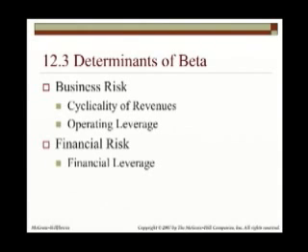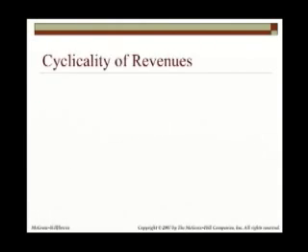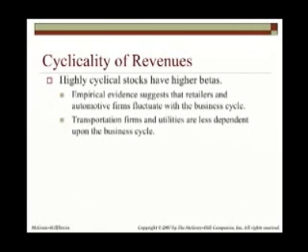Financial risk, of course, is just caused by the fact that interest payments are a fixed cost of doing business. So, cyclicality of revenues: highly cyclical stocks will have higher betas. They will tend to have more variability with respect to the market. Examples of highly cyclical stocks would be retailers. We all know that when the economy turns down, people quit shopping and quit buying automobiles and things like that.